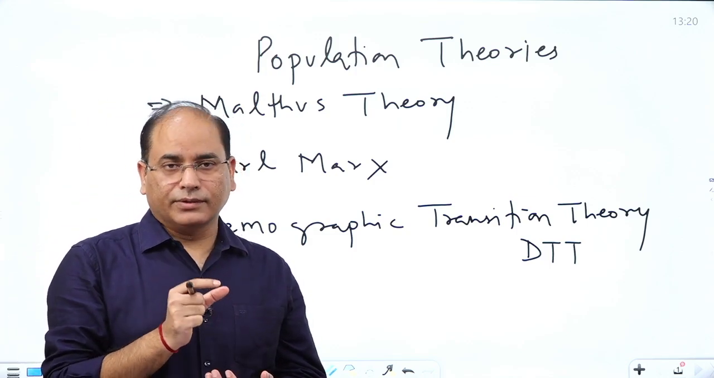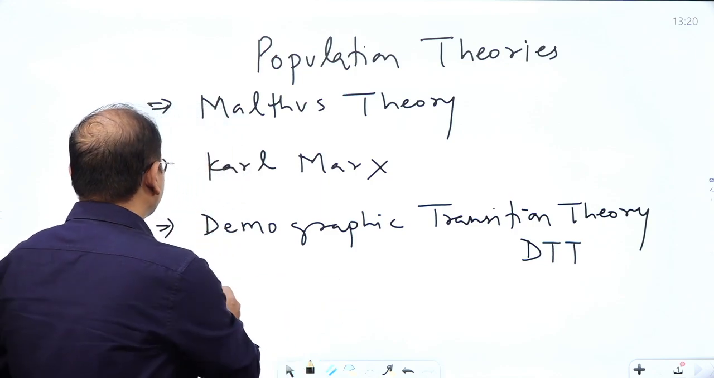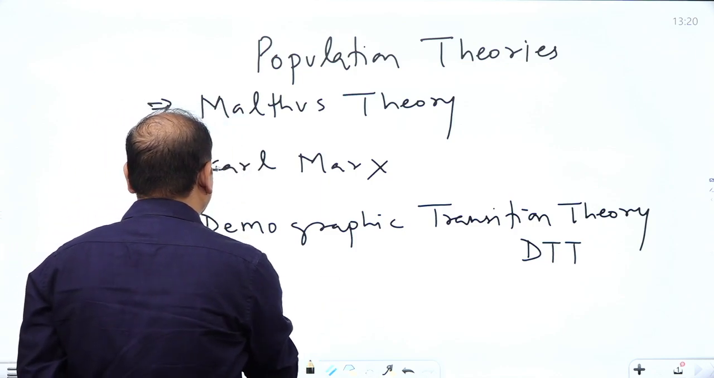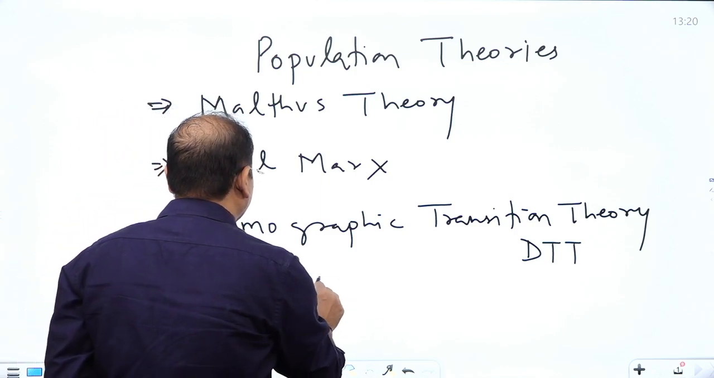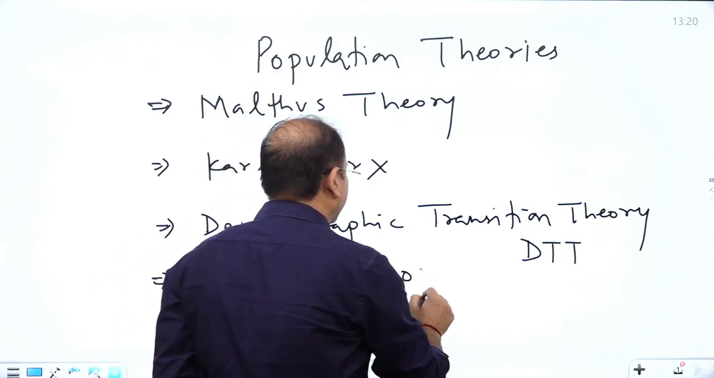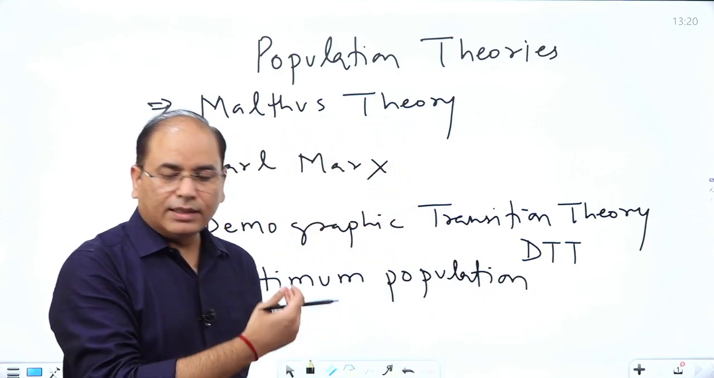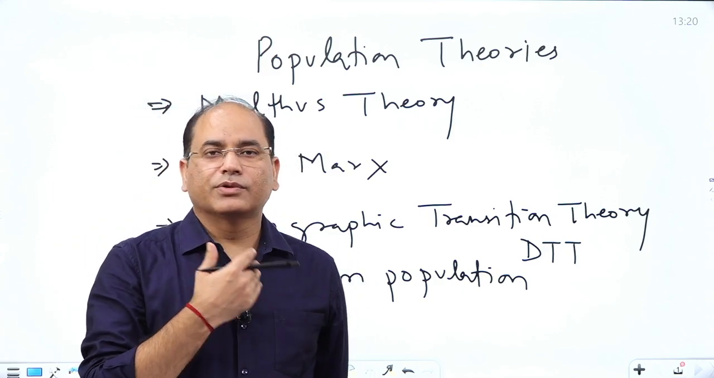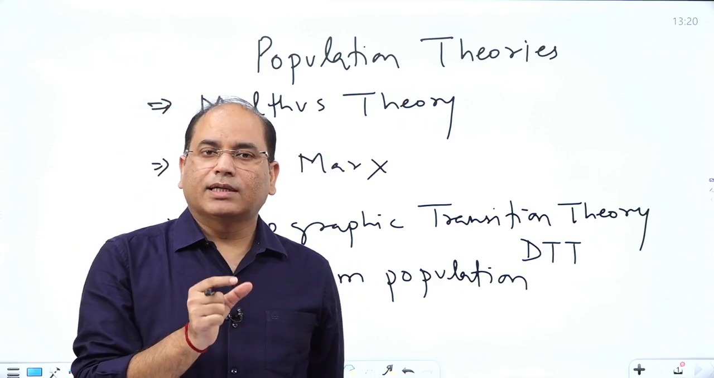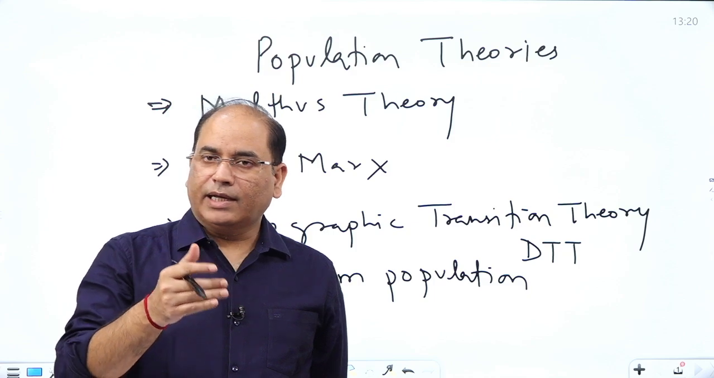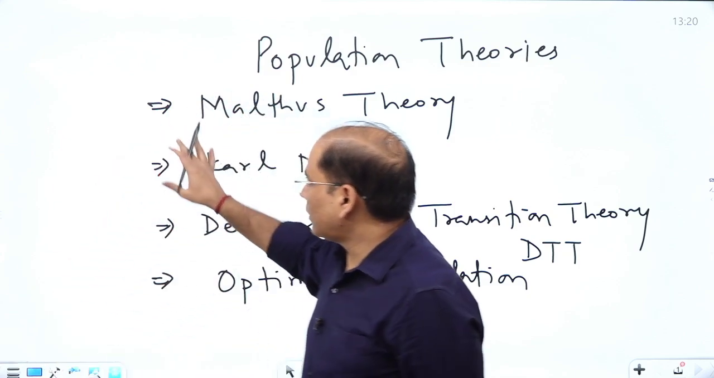Other than these three theories, you are also supposed to study one more concept, that is optimum population. These are the important concepts that you are supposed to study. Now the questions that are being asked will be directly asked from these topics.